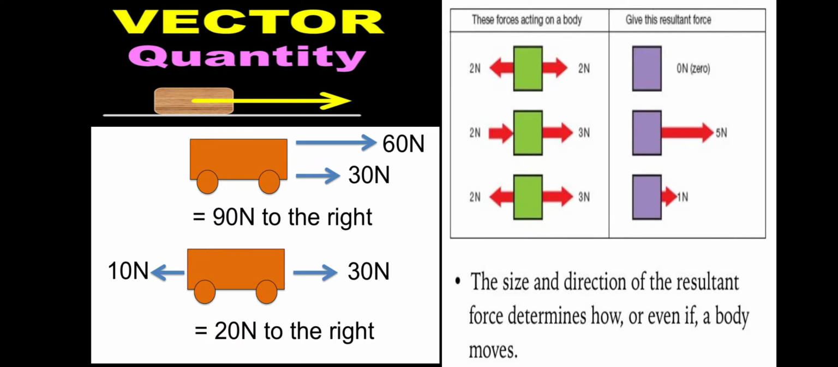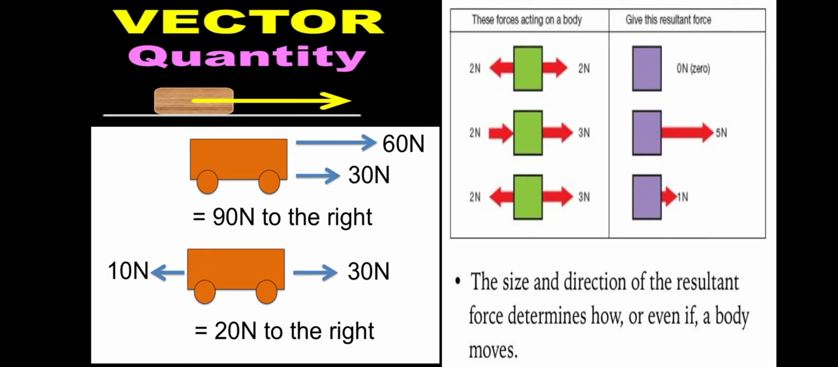For example, the truck here is receiving force in the same direction, 60 Newton force and 30 Newton force to the right side. So motion will also be to the right, and as it is a vector quantity, the magnitude here will be additive and it will become 90 Newton force which this vehicle will be experiencing, and it will be moving to the right side.